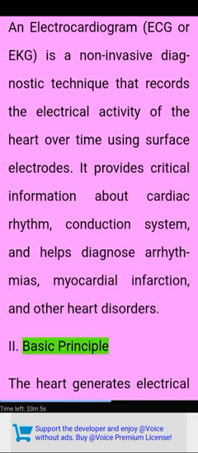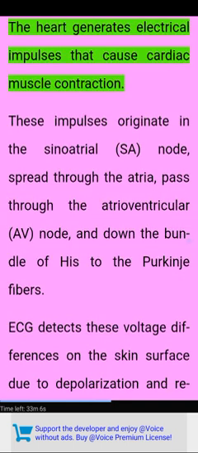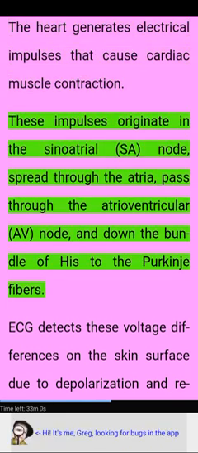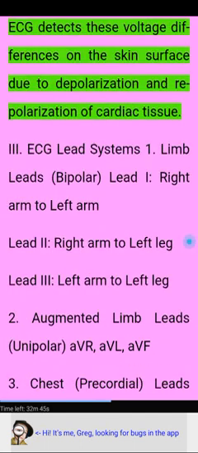2. Basic principle. The heart generates electrical impulses that cause cardiac muscle contraction. These impulses originate in the sinoatrial (SA) node, spread through the atria, pass through the atrioventricular (AV) node, and down the bundle of His to the Purkinje fibers. ECG detects these voltage differences on the skin surface due to depolarization and repolarization of cardiac tissue.